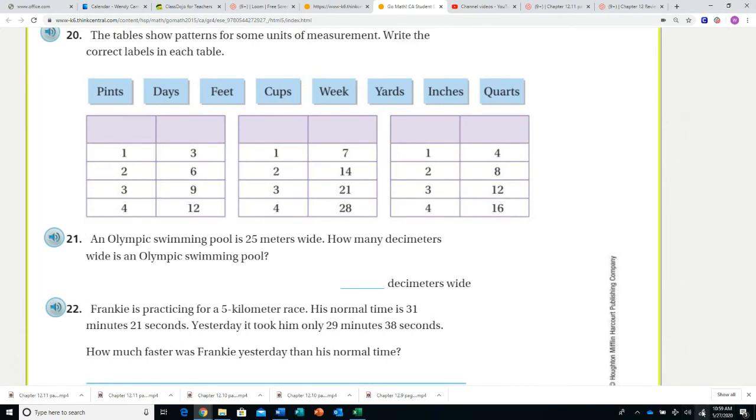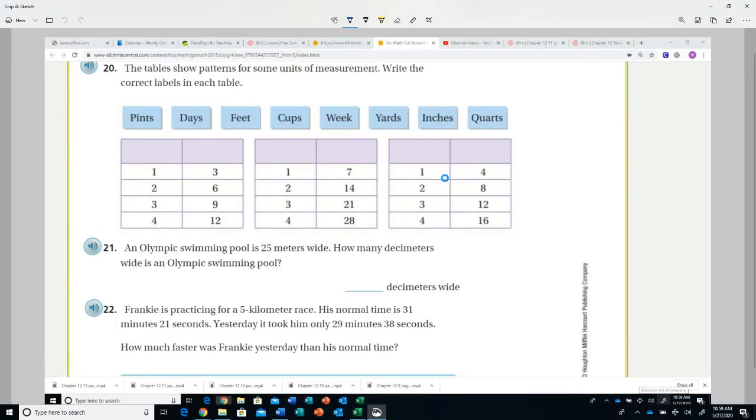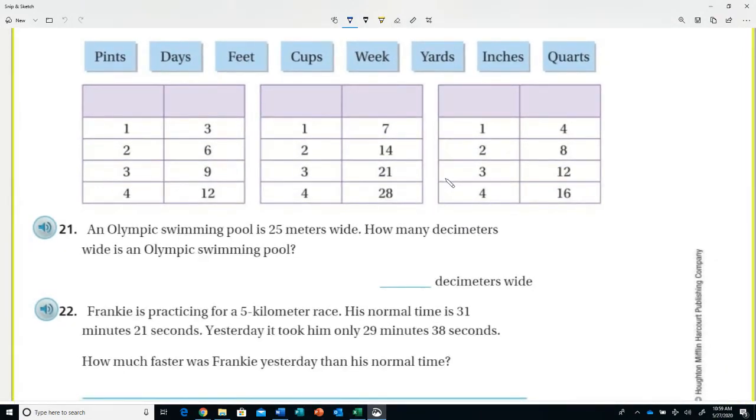All right, number 20. The table shows patterns for some units of measurement. Write the correct labels in each table. Okay, so 1 to 3. Well, that one's pretty easy because not a lot of things come in groups of 3. But yards and feet do. 1 yard is 3 feet. Okay, 1 and 7. Again, this is not too bad because not very many things come in groups of 7. But weeks do. 7 days to a week.